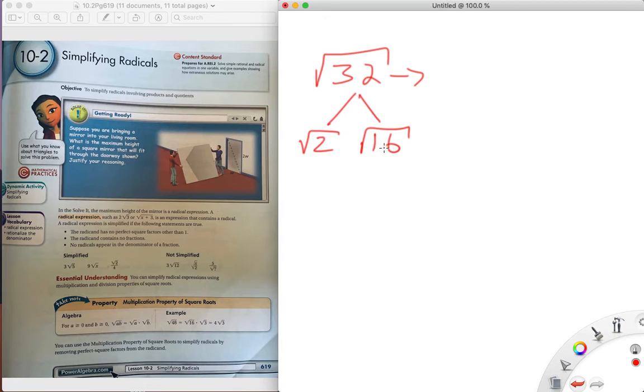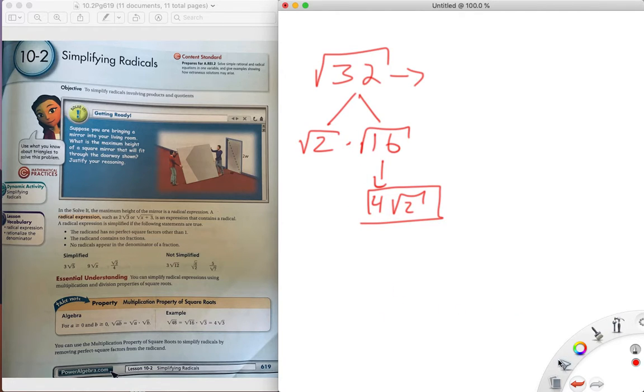Well, 16 is a perfect square, and you could turn that into 4. 2 is not a perfect square, so you leave it alone. And your answer would be 4 square root of 2. You factor out all the perfect squares if you can, and then you take the square root of the perfect square, and then you multiply it by the remaining factor that's also a radical.